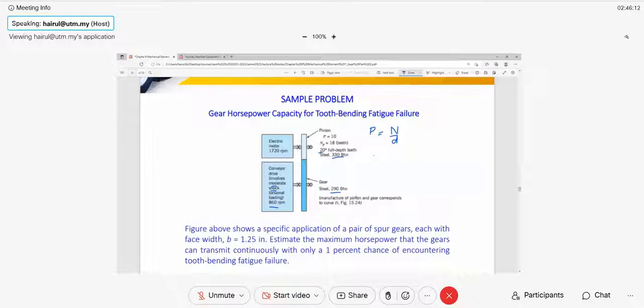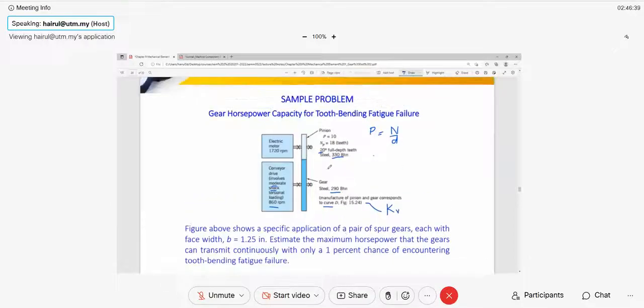Okay, manufacture of pinion and gear corresponds to curve D. Remember we need to find our velocity factor, which depends on the type of manufacture of the gear tooth, how they form the gear tooth. They said it corresponds to curve D. We know what curve D is, and we know the formula to find KV. So it's stated like that.